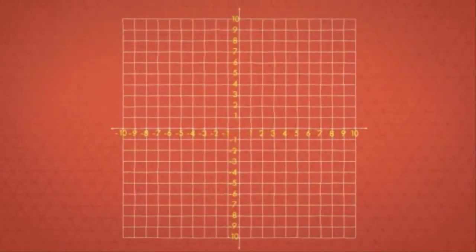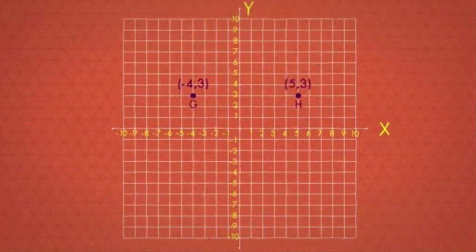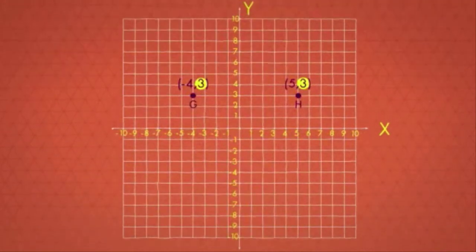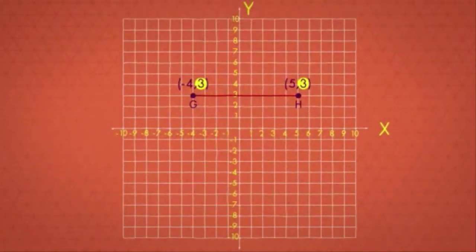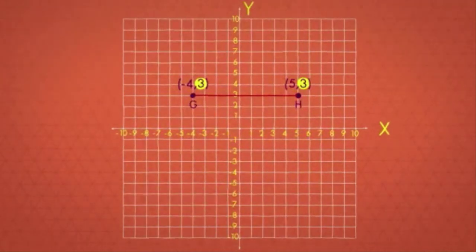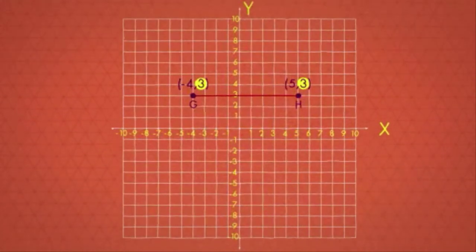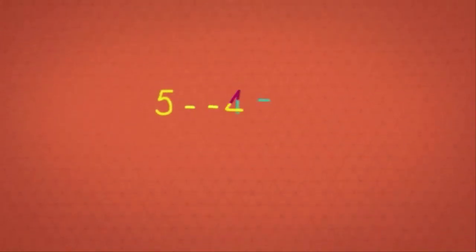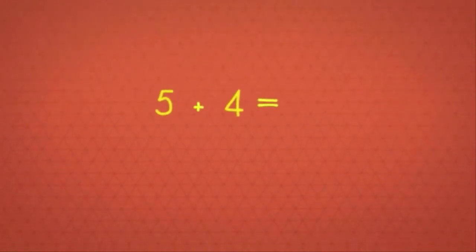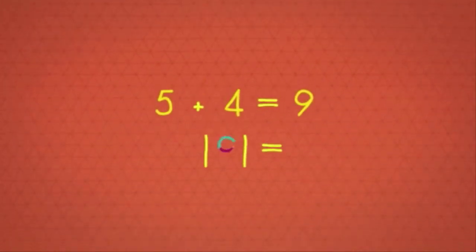Take, for example, the following points, G and H. They both have the same y coordinate. So, what's the distance between them? The distance between any 2 points that share the same x or y coordinate is equal to the absolute value of the difference between the other 2 coordinates. Let's calculate the difference first. 5 minus -4, which means 5 plus 4, equals 9. What's the absolute value of 9? It's 9.